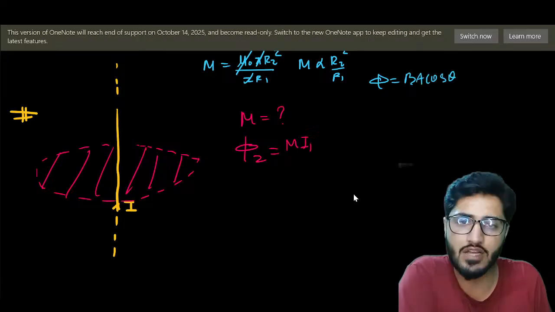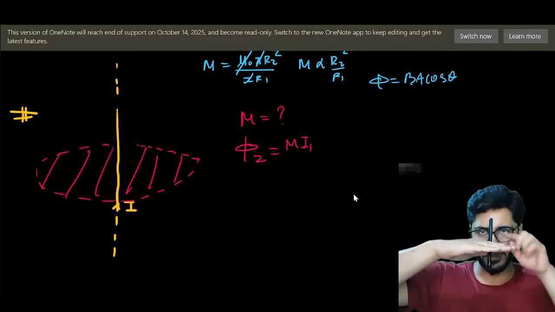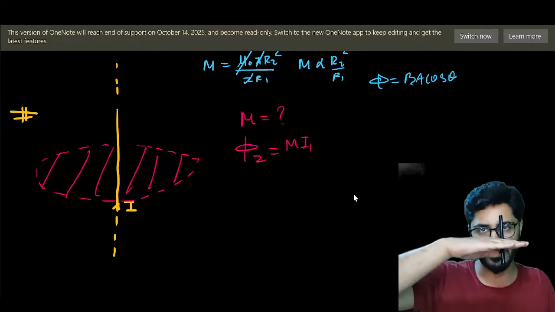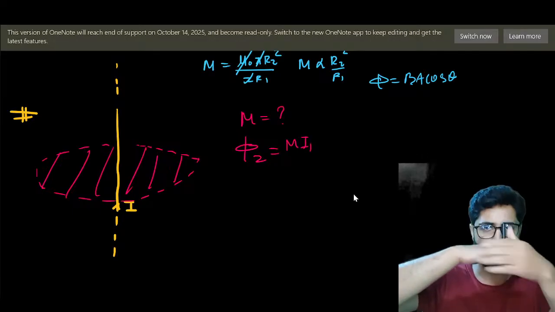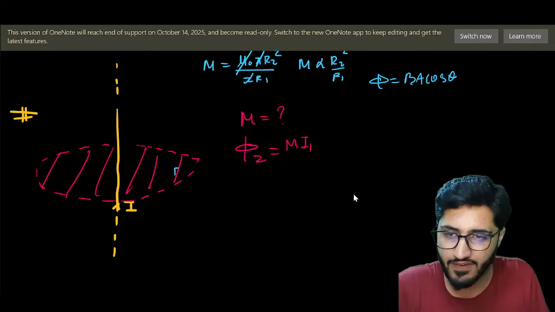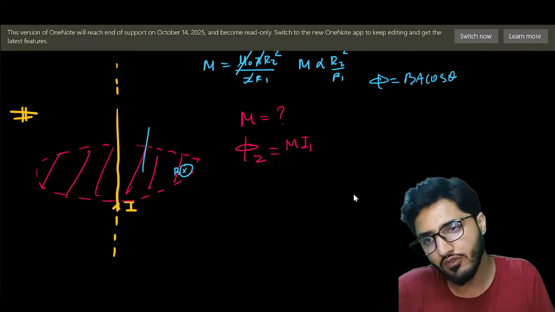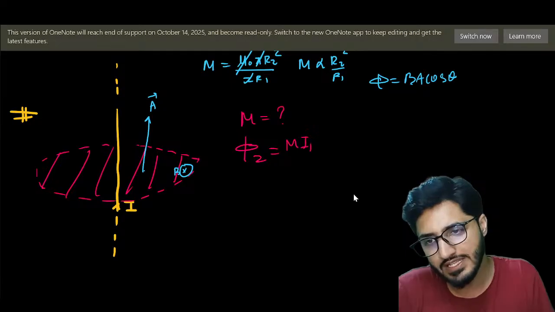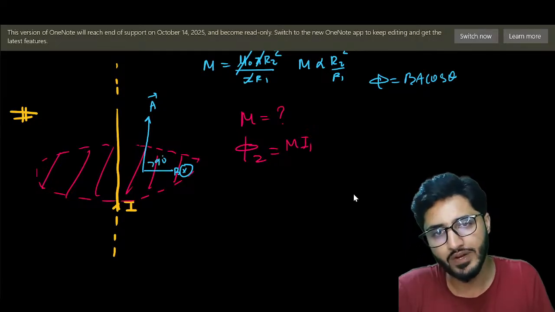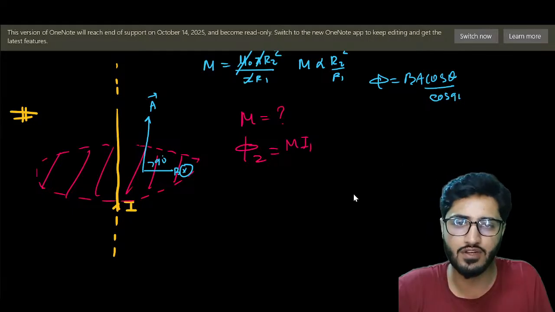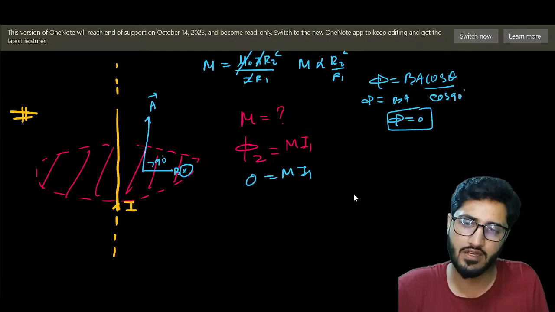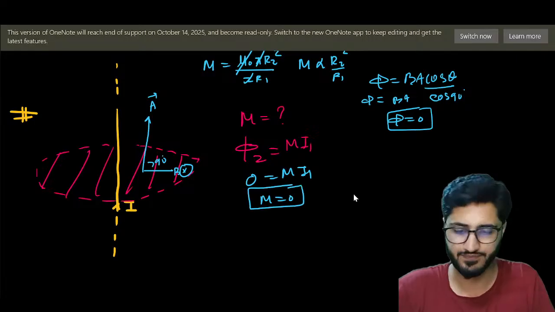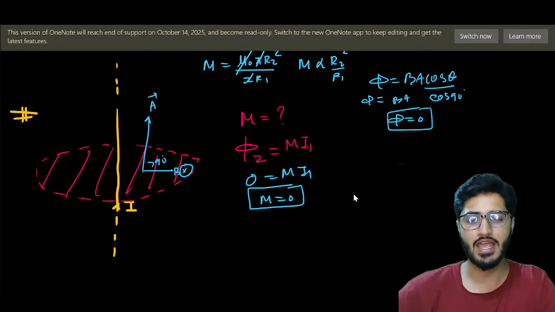You can see here, this pen represents the wire and this hand represents the coil. If current is going upwards, the magnetic field is inwards. So here the magnetic field B is inwards, and the area vector is upwards. What is the angle between them? 90 degrees. So cos 90 is 0. So flux is 0. If flux is 0, that is M I1, so M is 0.